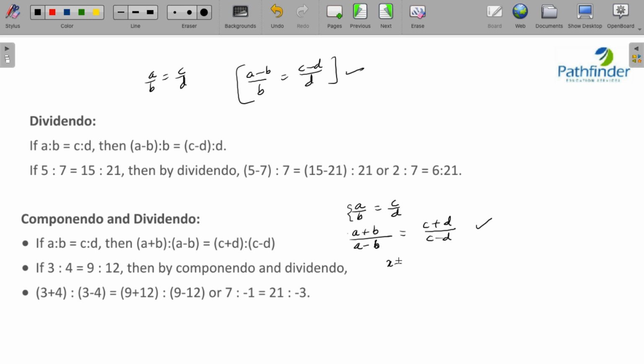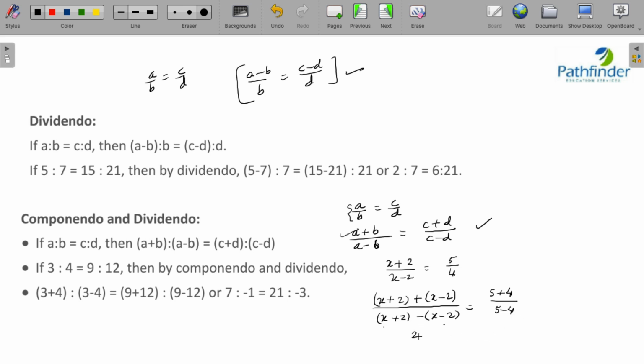फॉर एग्जाम्पल, इफ यू हैव एन इक्वेशन लाइक दिस, x प्लस 2 अपॉन x माइनस 2 इज इक्वल टू लेट्स से 5 अपॉन 4. अब हम अगर कॉम्पोनेंडो एंड डिविडेंडो लगाएंगे तो न्यूमरेटर में न्यूमरेटर प्लस डिनोमिनेटर करना है. सो x प्लस 2 प्लस x माइनस 2, और डिनोमिनेटर में न्यूमरेटर माइनस डिनोमिनेटर करना है. सेम चीज आपको राइट साइड में करना है. द सेम ऑपरेशन हैज टू बी रिपीटेड ऑन द राइट हैंड साइड. 5 प्लस 4 इन द न्यूमरेटर, 5 minus 4 in the denominator.